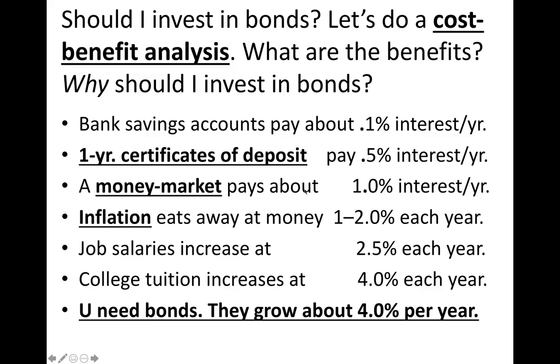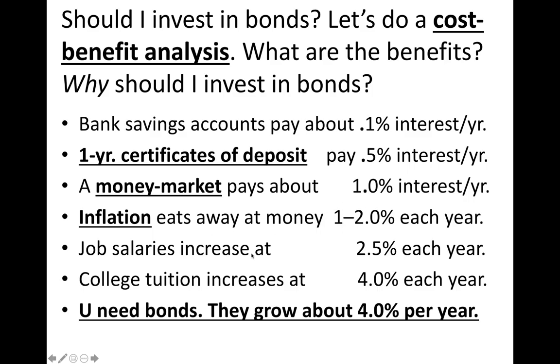A money market pays you about 1% interest per year. And inflation eats away at money by 1 to 2% each year. Remember, inflation is rising prices. As prices go up, the purchasing power of your money goes down. So you really need to make sure that your money is growing faster than inflation.